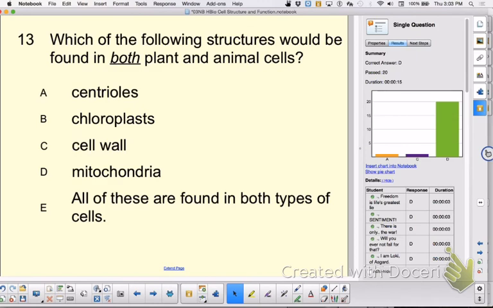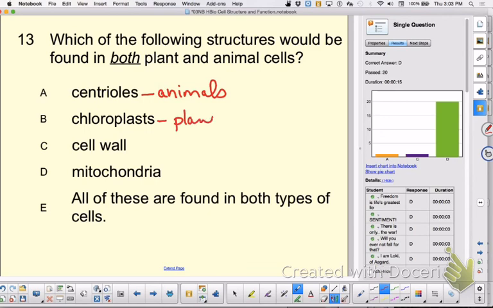All right. So let's talk about where centrioles are found. Animals. Just animals. How about chloroplasts? Plants. What about a cell wall? Plants. And fungi, right? But I'm just comparing those two. What about mitochondria? Both.